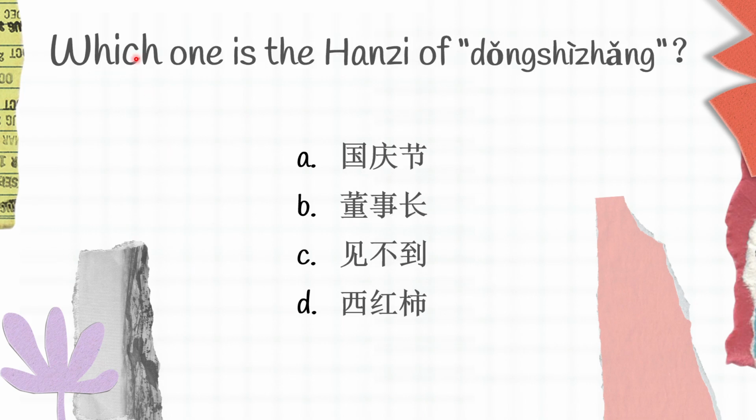Moving on to the next question: which one is the Hanzi of Dong Shizang? Do you remember or not? A is Guo Qingjie, B is Dong Shizang, C is Jian Bu Dao, and D is Xi Hongshi. The right answer for this question is B, Dong Shizang.